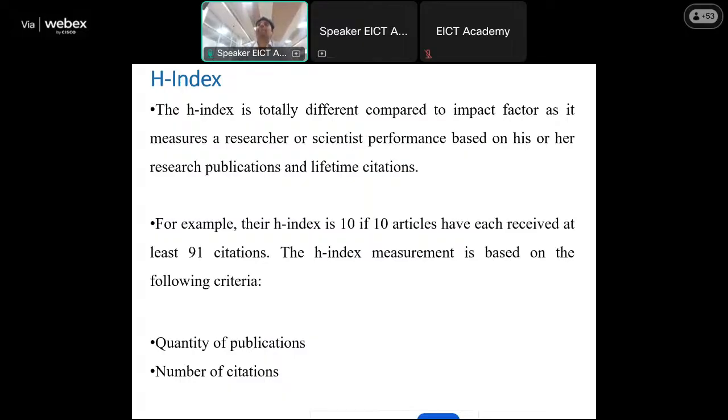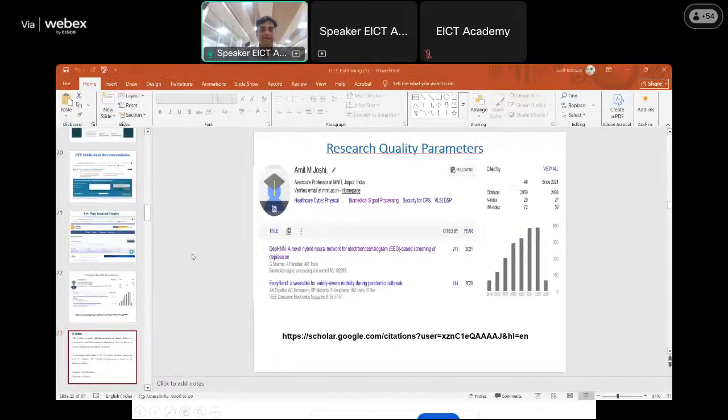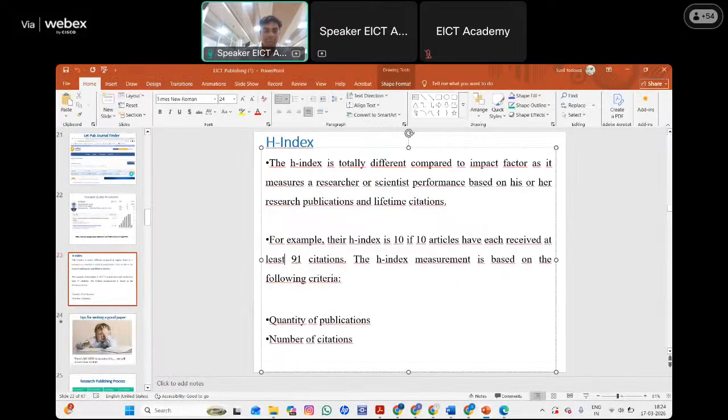H index can be of an author and also of a journal, the definition is the same, okay. So it is a measure of research or scientific performance based on his or her research publications and lifetime citations. So if I consider H index is 10, then 10 articles have each received at least 10 citations. I wrote 91 here, but it should be 10, okay, my mistake.